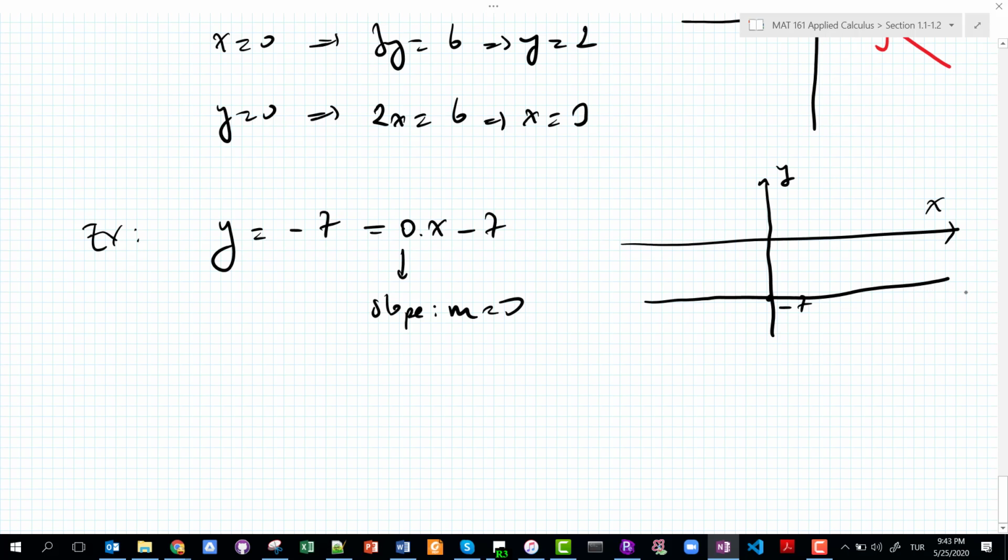I will continue with section 1.2, and then we will be using the line equation to solve some real world problems, and you will see how beneficial it is in real world facts.